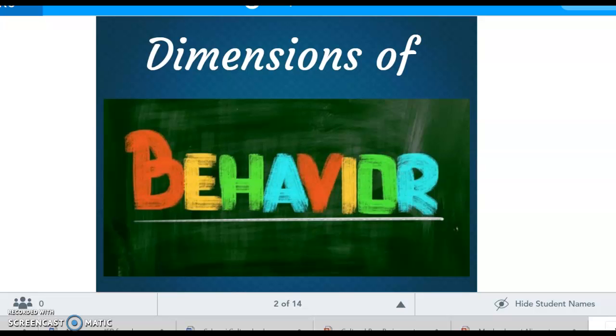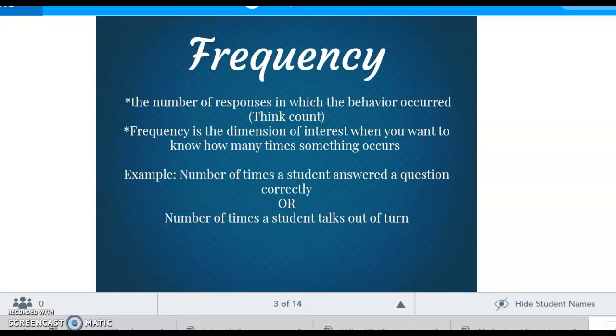Today we are going to be discussing the dimensions of behavior. The first dimension of behavior that we will discuss is frequency. Frequency is the number of responses in which the behavior occurred. So think of count. Frequency is the dimension of interest when you want to know how many times something occurs.